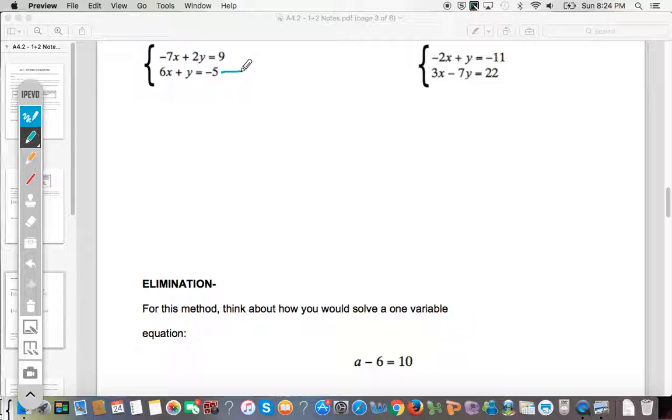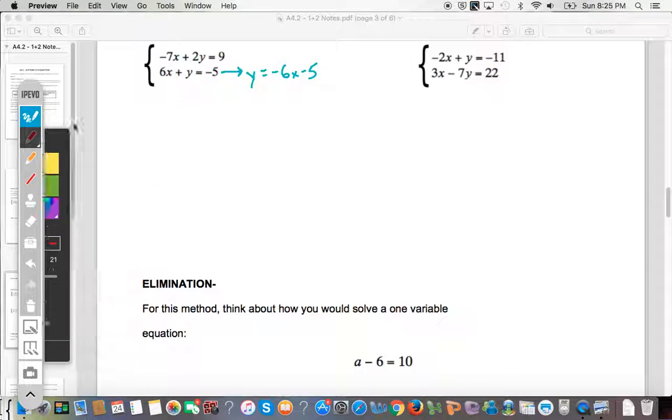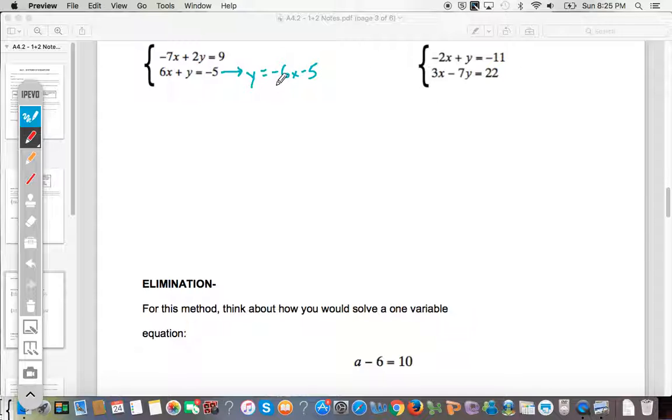Because then I know I won't have to divide by a whole number and have an equation full of fractions. So, looking right here at these four terms, this y down here has a coefficient of 1. Okay? So I'm going to try to get that y by itself. So I'll subtract this 6x over. So I have y equals negative 6x minus 5. Okay? Or you could have negative 5 minus 6x. It doesn't really matter. Okay? So now that I have y equaling this, I'm going to take this negative 6x minus 5, go up to my top equation, and plug it in right there.